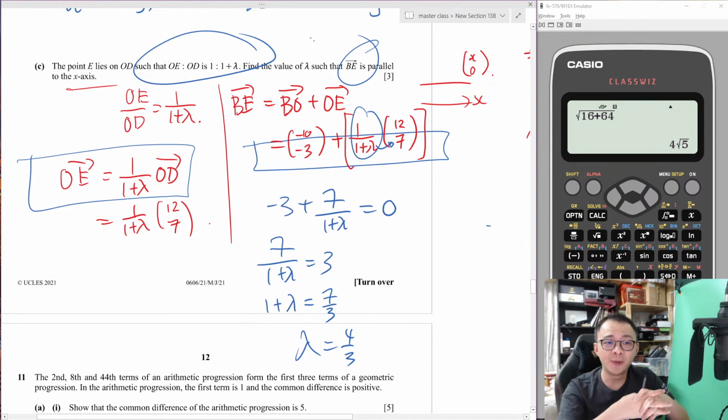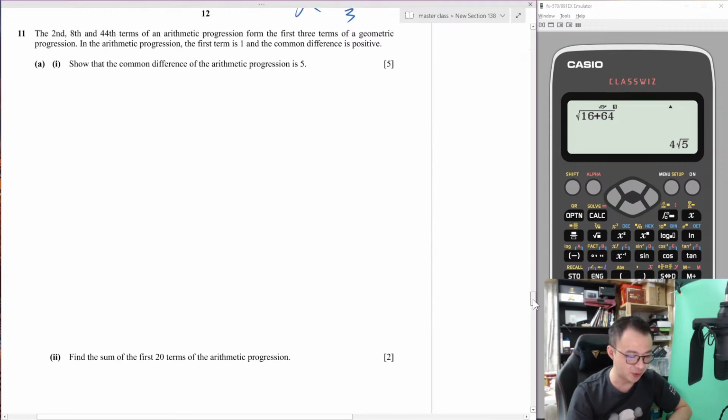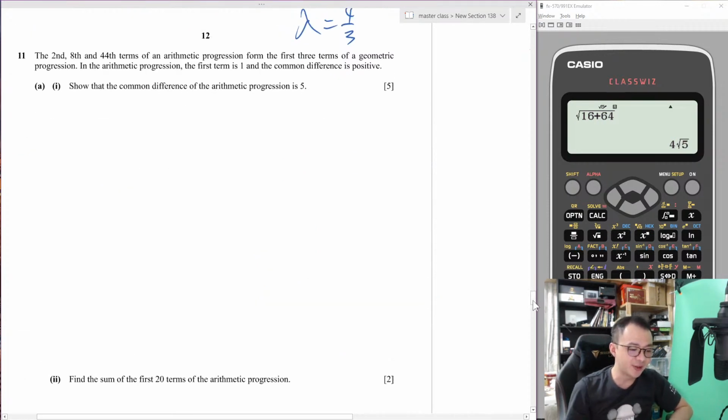There's no other question I want to answer in the chat room, so I'm going to move on to 11. Progression. The second, 8th, and 44th terms of an arithmetic progression form the first 3 terms of a geometric progression.